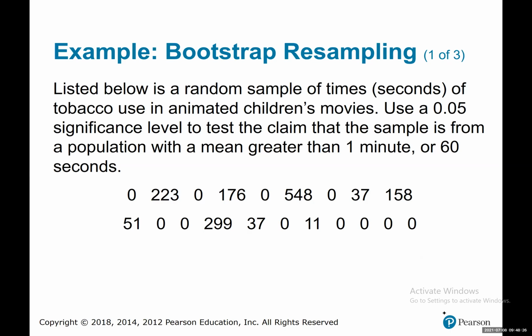So now I want you to use a t-test. Put this one in L1: tobacco use in animated children's movies. And see if the population mean for that is greater than 1 minute. Send me the p-value you get.